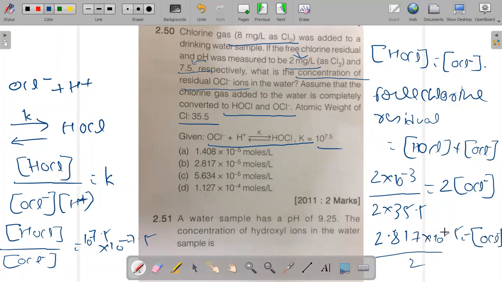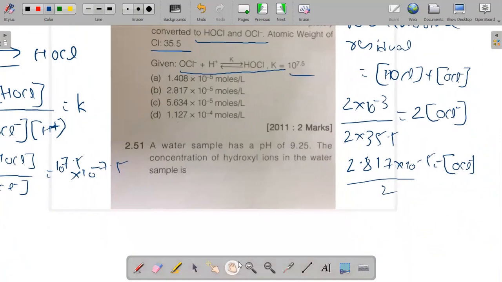Okay, and if we divide it by 2, 2.817 divided by 2, we'll get 1.4085 into 10 to power minus 5 mole per liter. So yeah, option A is the correct answer. Okay, so yeah, this is it. This is a question of 2011 of 2 marks.